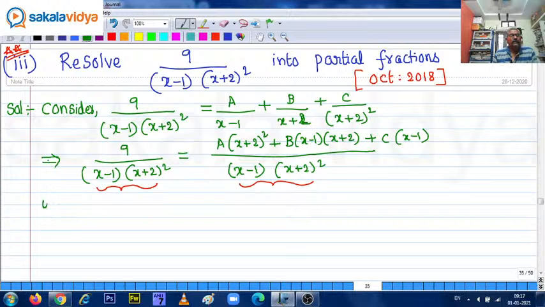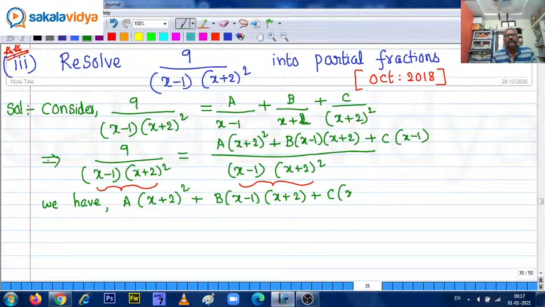So now the numerator must equal 9. We have A times x plus 2 whole square plus B times x minus 1 into x plus 2 plus C times x minus 1 equals 9.